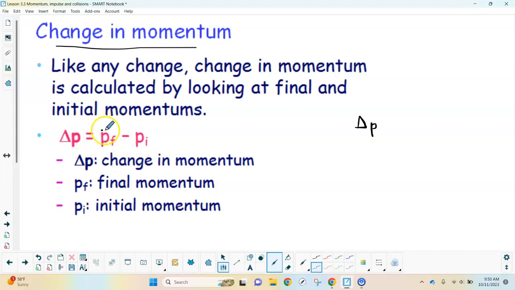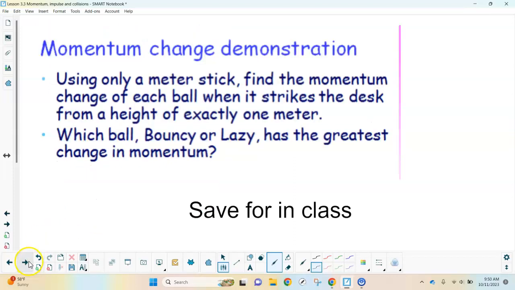Again, it's a directional idea. It's a vector, so make sure that you are considering the direction, with positives or negatives to represent how it's moving. All right, this is a demo that I'm going to do in class. I'm going to hold on to this one, and we'll come back to it in class.